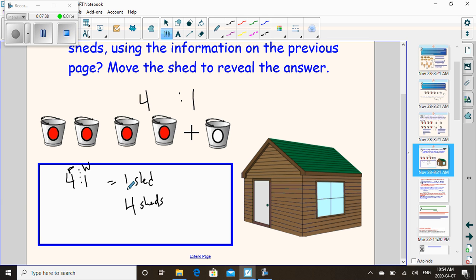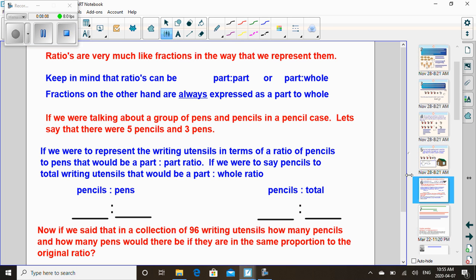Everything's got to increase 4 times, right? 1 times 4 is 4. So white has to increase by 4 times, so that will be now 4. Red also needs to increase by 4 times, so that's going to be 16. So therefore we're going to have 16 red cans of paint and 4 white cans of paint. Okay, that's proportion. All right, let's look at our next note here.